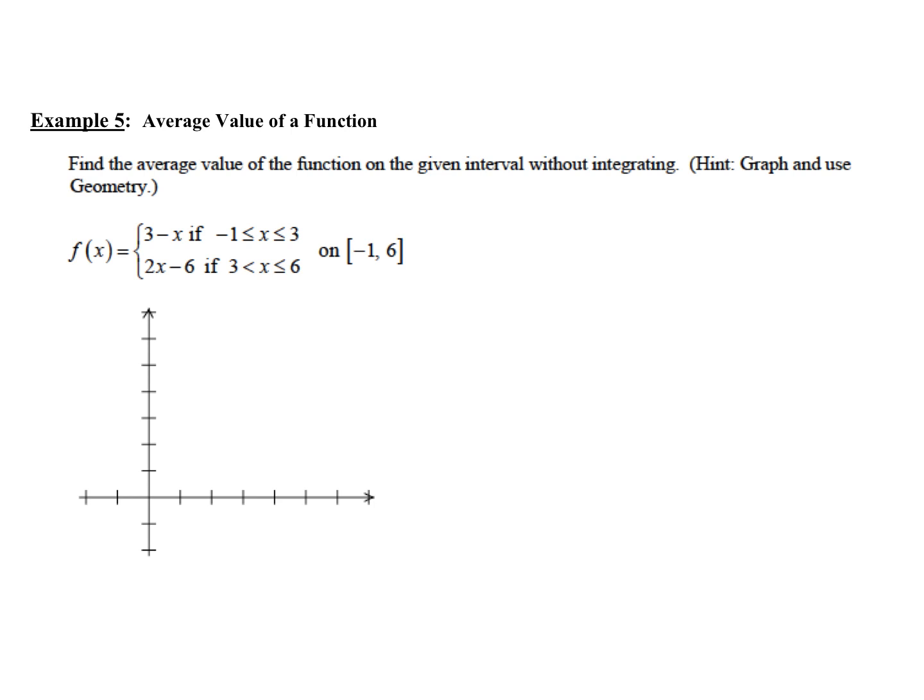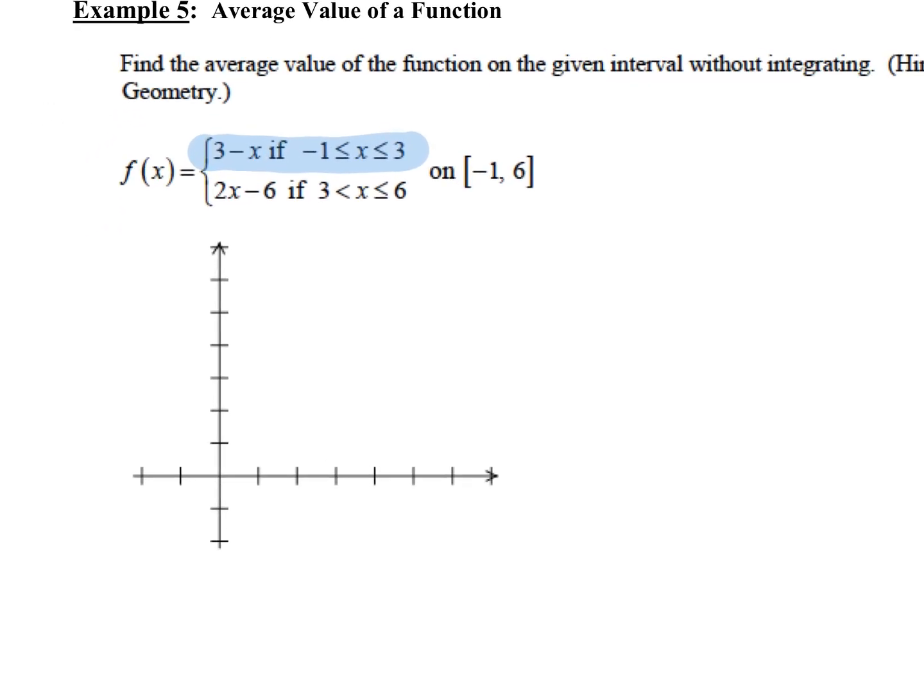Okay. So we've got a piecewise function here, so I need to graph this. 3 minus x from -1 to 3. So that means I'm starting on the y-axis at positive 3, and then that negative x means I'm going down 1 to the right 1. And I'm doing that until I get to my x value of 3, but it's got to go all the way to my x value of -1. So that is the left-hand side of my function there.